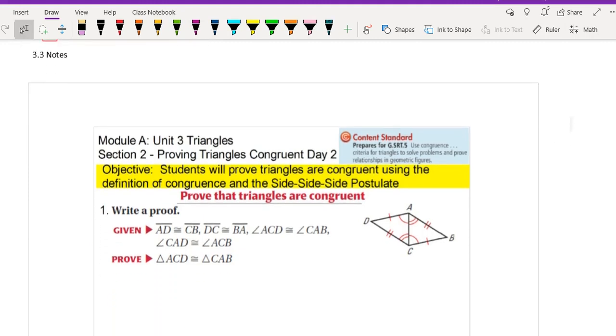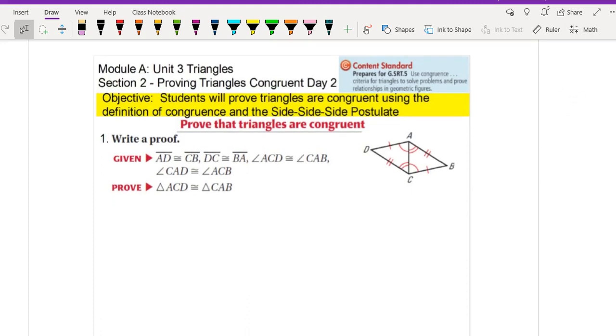So our goal today is to continue to prove that triangles are congruent using the definition of what congruence is. Now, we learned yesterday that congruent triangles have congruent parts. Congruent parts of congruent triangles are congruent. So if I can say that triangle ABC is congruent to triangle DEF, then all the parts of those two triangles are going to be congruent.